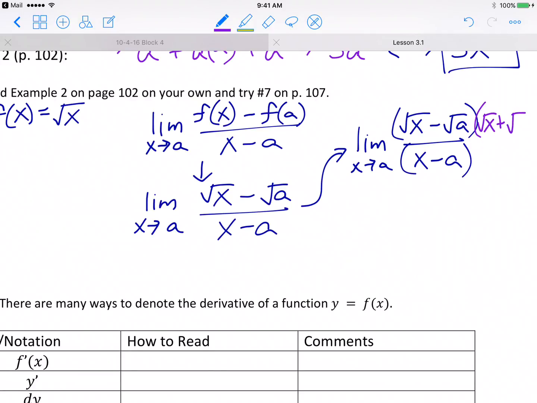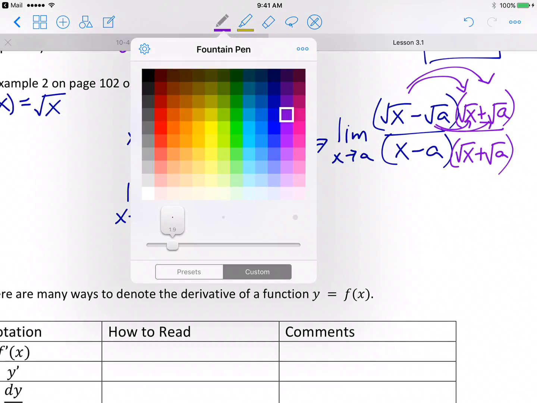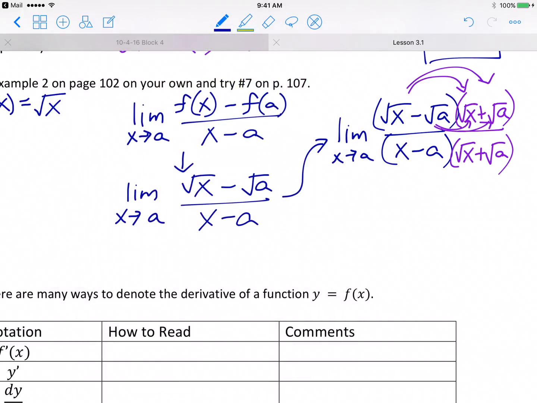So you multiply by radical x plus radical a on the top, and you have to do the same thing on the bottom to maintain the same fraction that you started with, the same expression, just in different form. So go ahead and simplify what's on the top. You could use the FOIL method to simplify that. You could do it mentally if you wish.